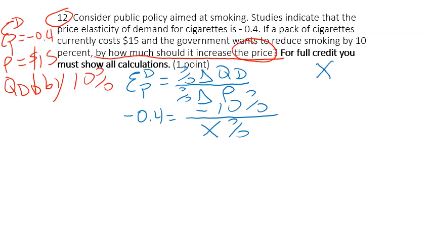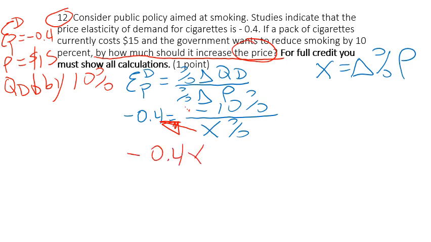The X will mean percent change in price. All right. So if we do the math, let me do it in red here. We would multiply these two numbers and equate them to negative 10%. So how would this look like? Negative 0.4x percent is equal to negative 10%.